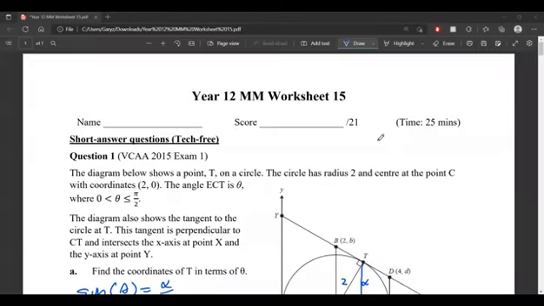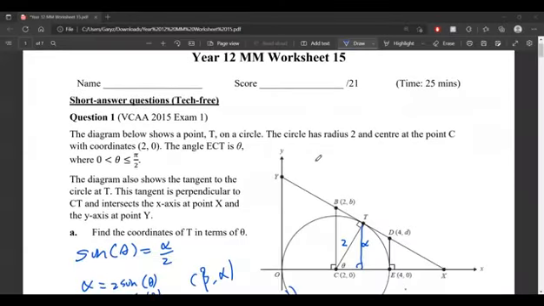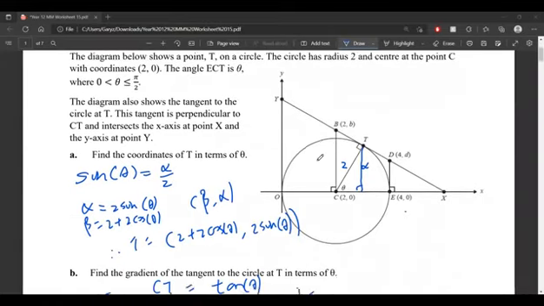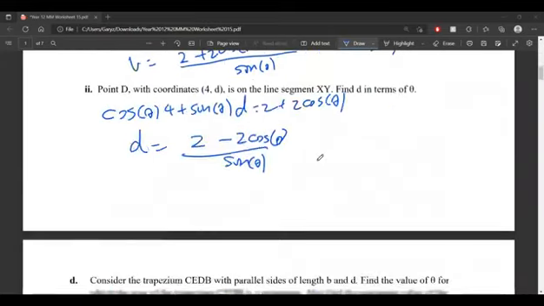Hello everyone, today I'll be going through the Year 12 Math Methods worksheet 15. I'll show the answers quickly.